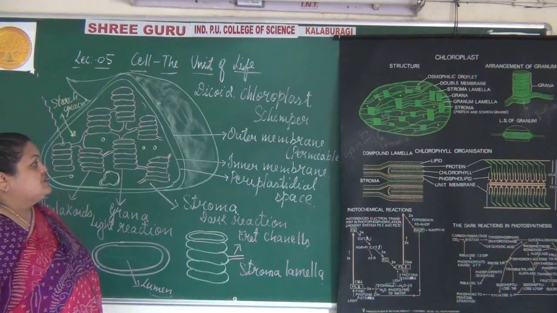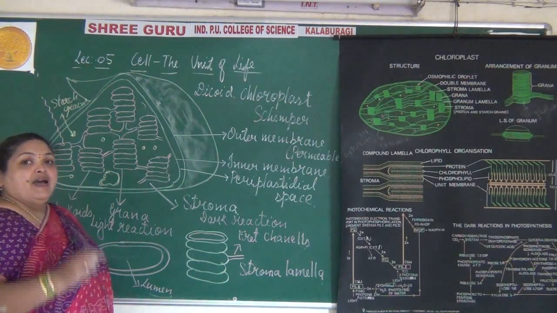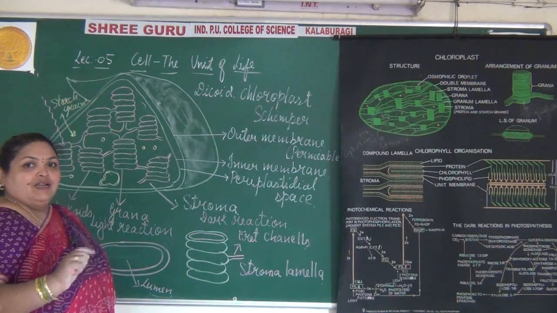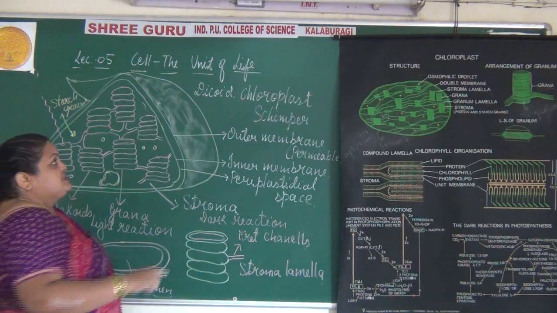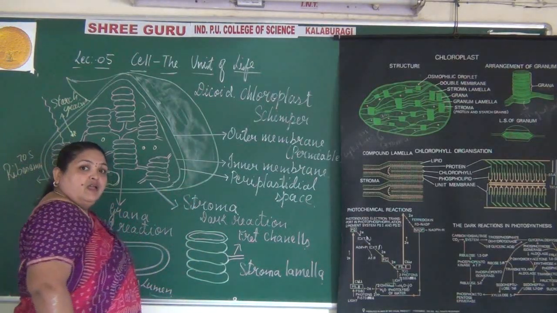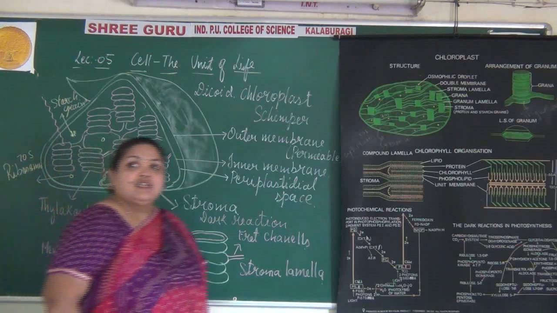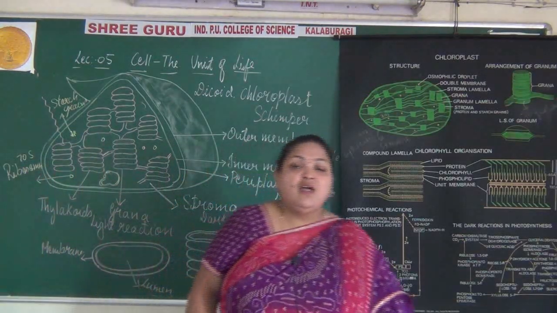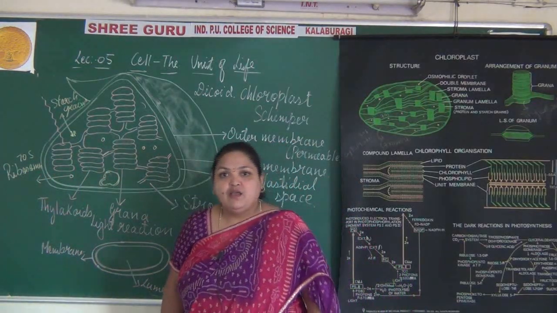So the plastids are the colorless and the colored plastids. Colored plastids are the chloroplast and the chromoplast. So in the next class we will be dealing with the other components of the cells.